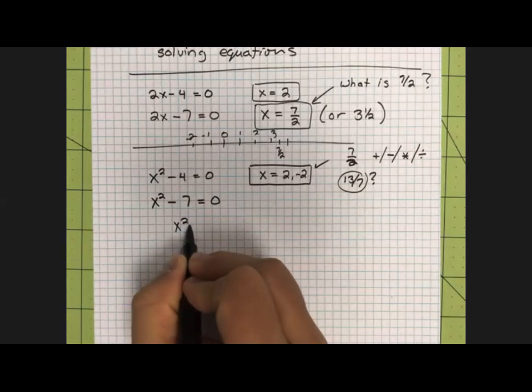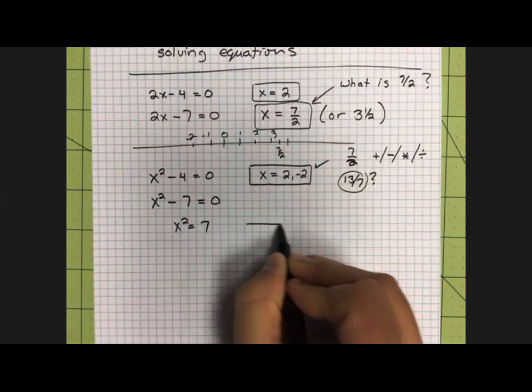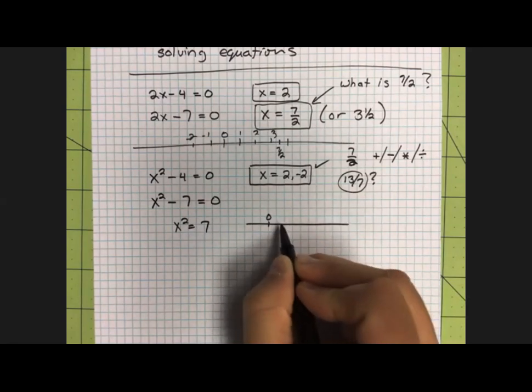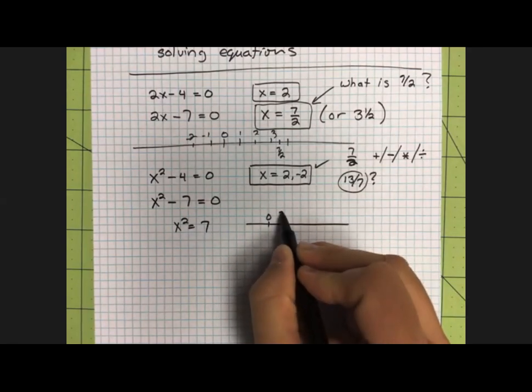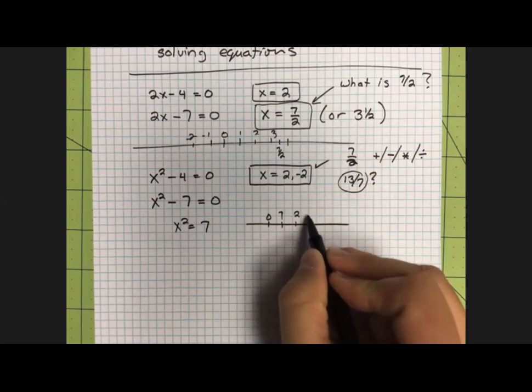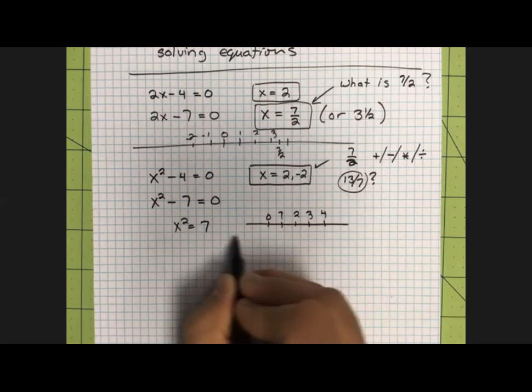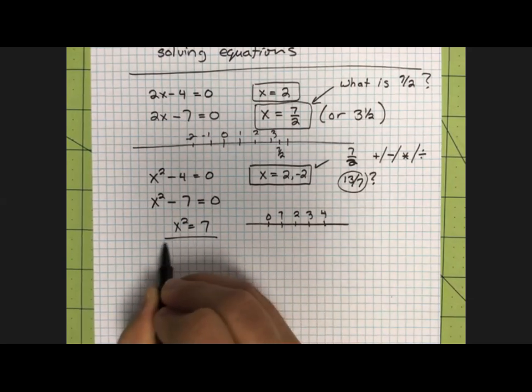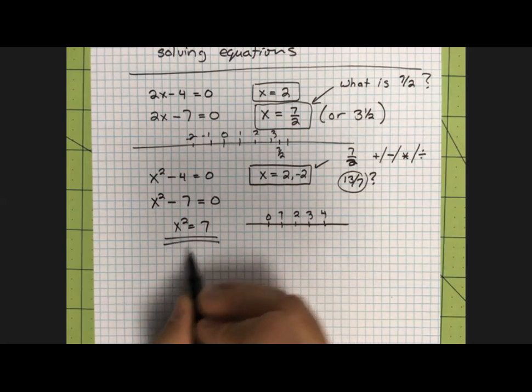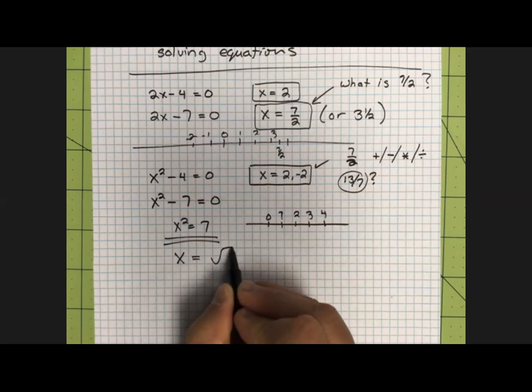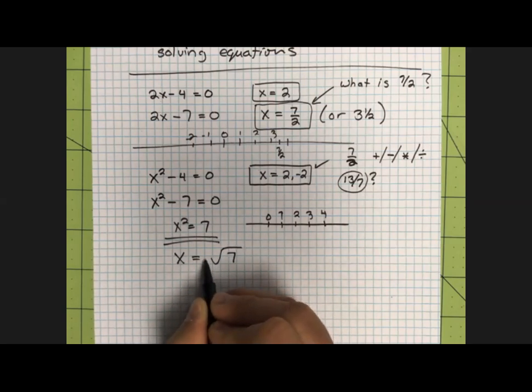x squared is equal to 7. And you ran through your numbers. 0 squared is not 7. 1 squared is not 7. 2 squared is not 7. 3 squared is not 7. 4 squared is not 7. And what did you say to someone? There is no number whose square is 7. Until someone invented one. And just say, well, yes, there is. It's the square root of 7.